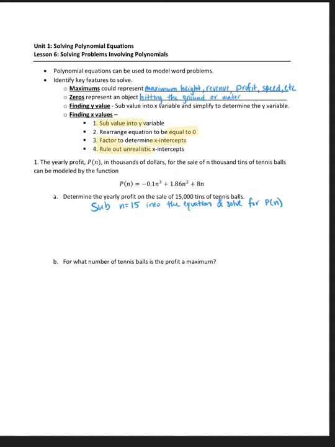Remember, it says that n is represented in thousands of tins. So n is thousands of tins of tennis balls. So when they tell us 15,000 were sold, we can just substitute in 15 because we know that that represents 15,000 in our equation. So we're going to sub in 15 into the equation anywhere we see n.